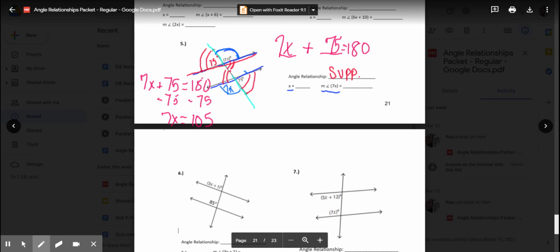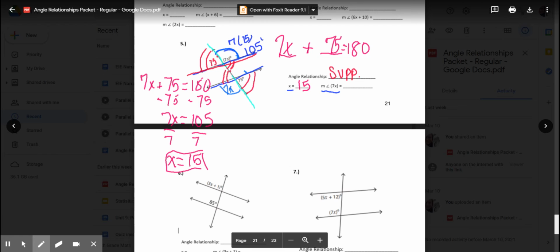And then I divide by the coefficient. X equals 15. So now I know what x equals, 15. Now I have to find this angle here. So the angle is 7 times x. So I'm going to do 7 times 15. And 7 times 15 is 105.